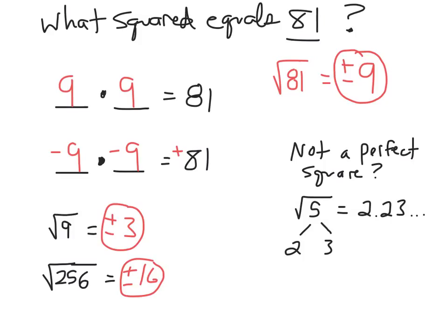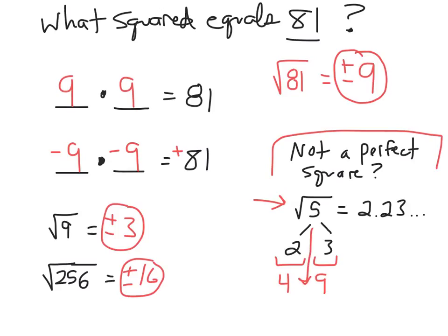And one more thing, sometimes it's not a perfect square. Some numbers are not perfect squares. So if I were trying to find the square root of 5, it'd be hard to do mentally. I know it's somewhere between 2 and 3 because 2 times 2 is 4 and 3 times 3 is 9. And 5 falls in the middle of 4 and 9.